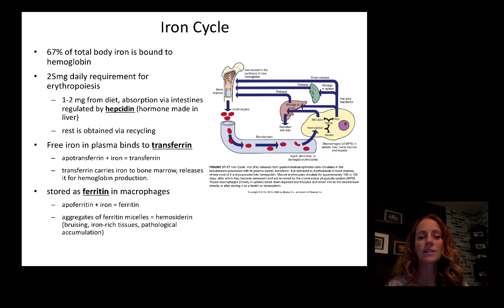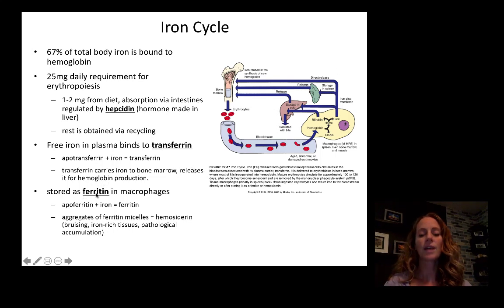So how this works is that free iron in the plasma binds to transferrin. Apotransferrin and iron becomes transferrin. Transferrin then carries the iron to the bone marrow and releases it for hemoglobin production.